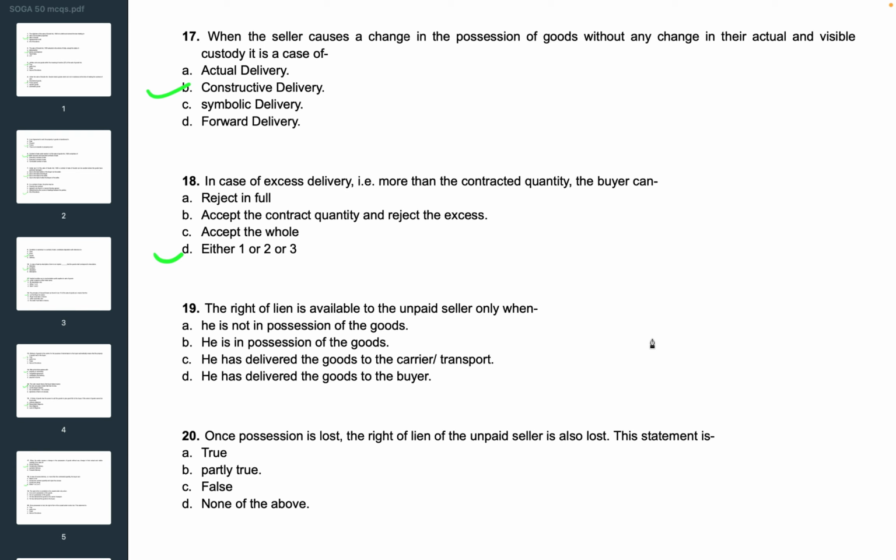Next question. The right of lien is available to the unpaid seller only when A. He is not in possession of the goods, B. He is in possession of the goods, C. He has delivered the goods to the carrier or transport, or D. He has delivered the goods to the buyer. The correct answer is B. He is in possession of the goods. Next question. Once possession is lost, the right of lien of the unpaid seller is also lost. This statement is true. A.